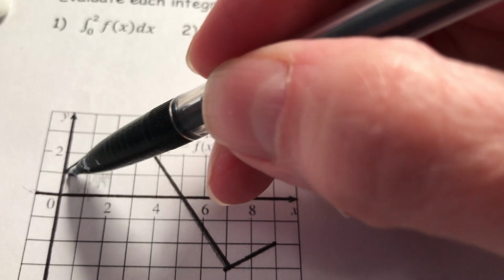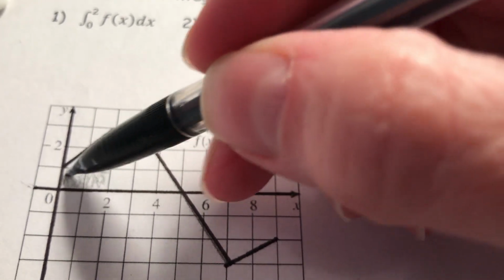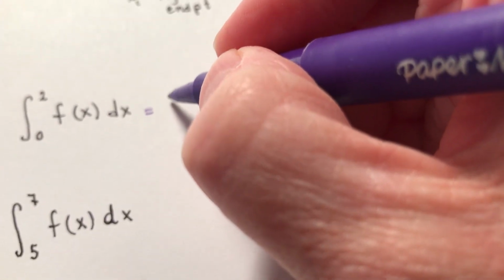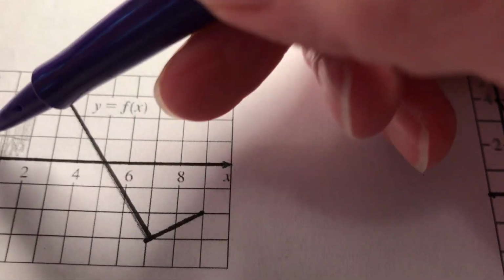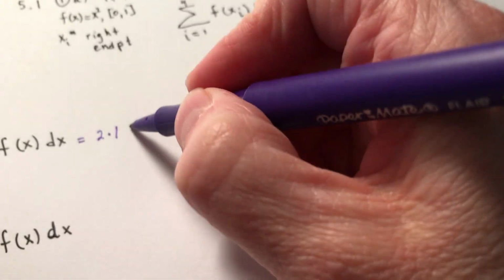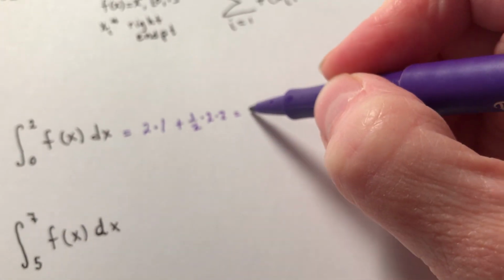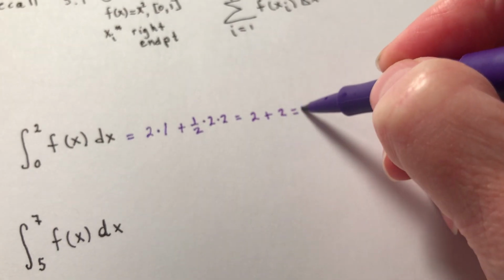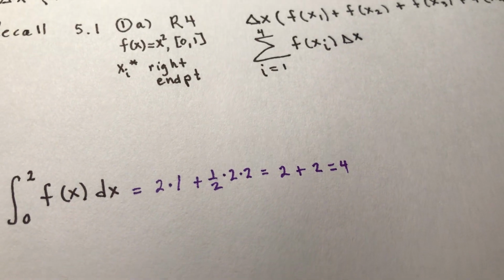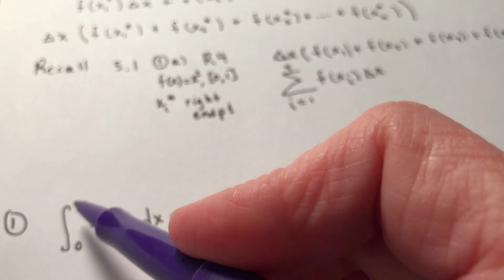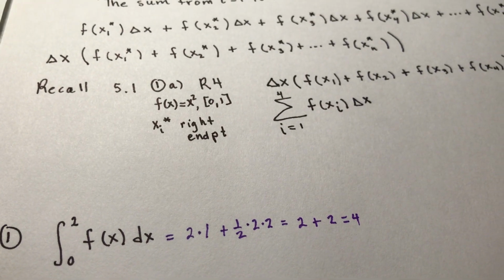So if I were to divide it into this rectangle here, I'll do that. That rectangle is 2 times 1, right? 2 times 1, and then the triangle is going to be 1/2 the base times the height, and the base of this triangle is 2 by 2, and that gives you what? 2 plus 2 is 4. All right, so we are just calculating areas, trying to associate this integral symbol, and remember you read from 0 to 2 of f of x dx. I'll be back to do number 2.